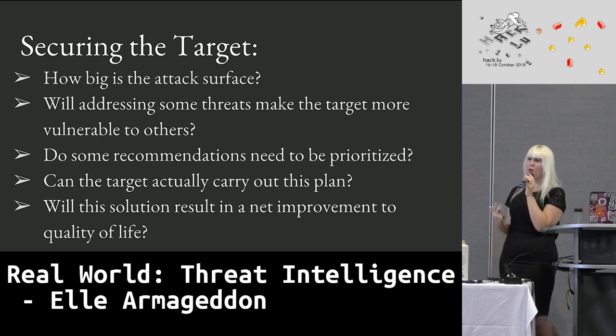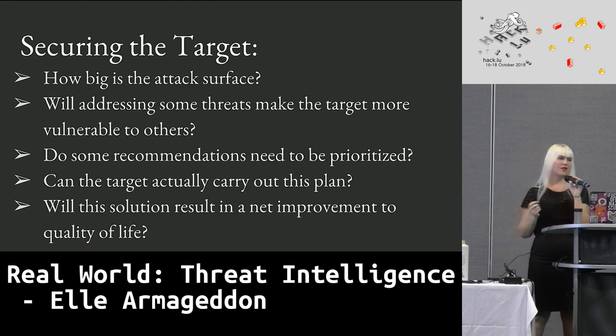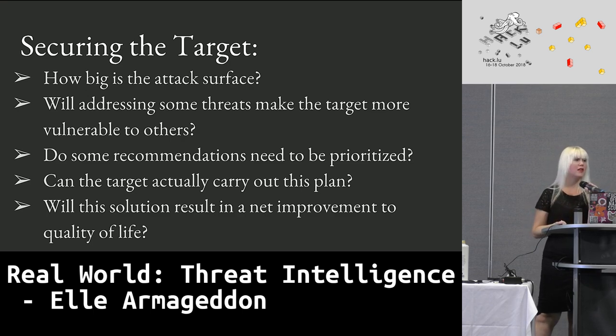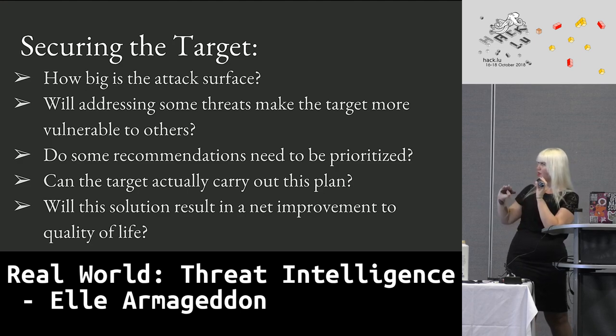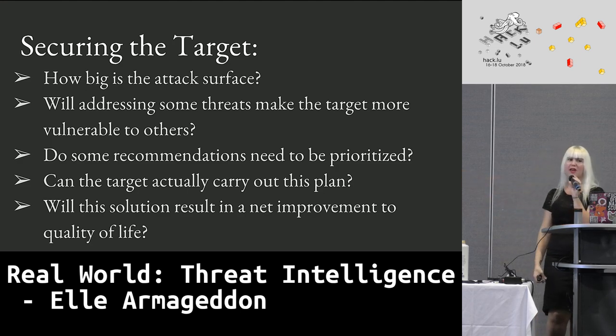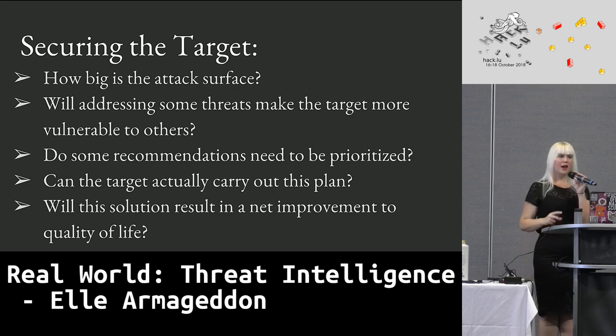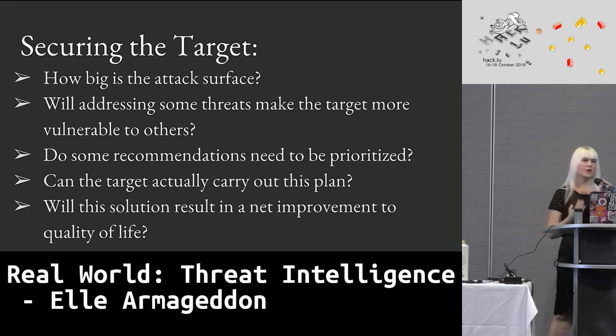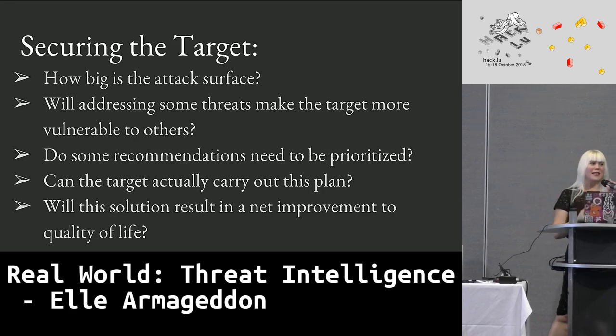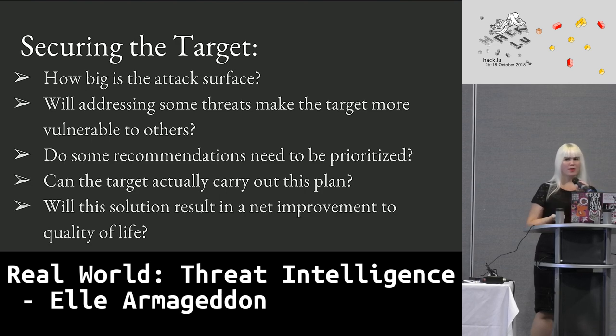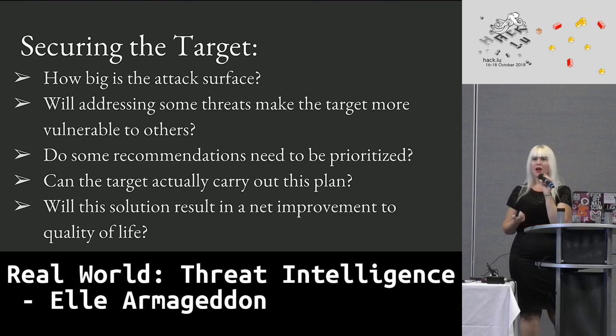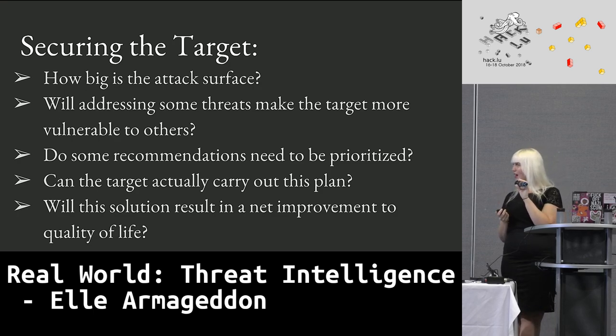We also want to think about whether some recommendations need to be prioritized over others, so whether some threats are posing a more clear and present danger to our users. We want to ask if the target can actually carry out this plan. Telling our users that they'll be totally secure if they just use Tails might sound like really good advice, except that they're probably not going to actually do that, which makes it potentially less than useful.